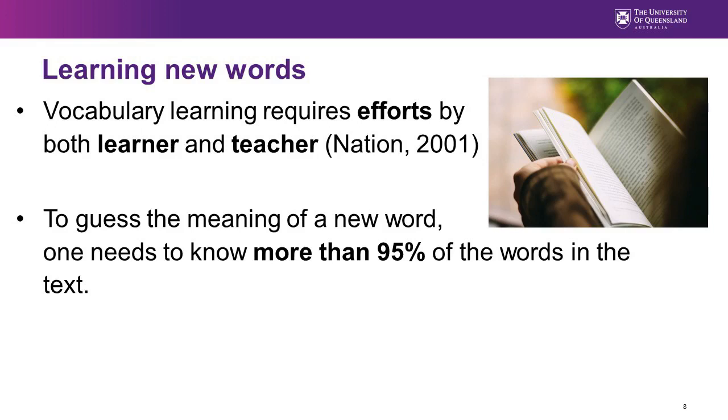For words that we don't know, in order to guess their meanings in a context, one needs to know more than 95% of the words that are already in the text. That is, for new words, the context can help the reader to get the meaning. However, even when the context is useful, it can be inadequate or misleading in terms of helping the learners to guess the meaning of new words.